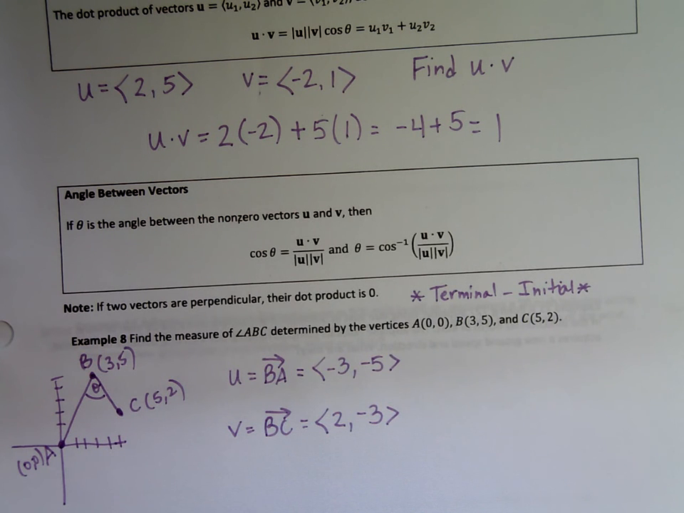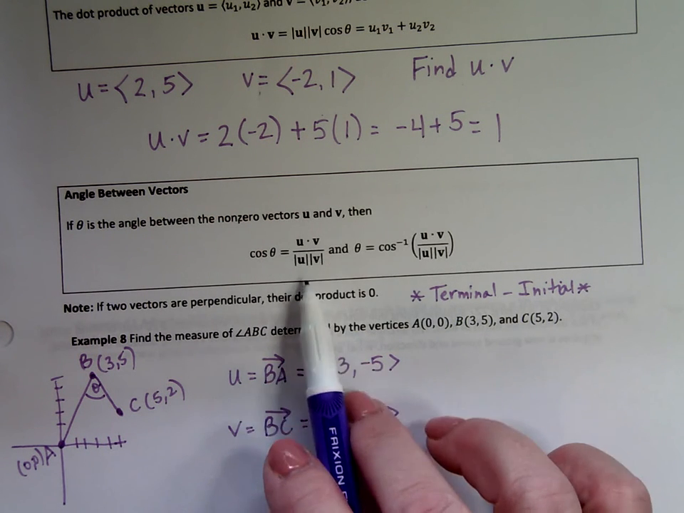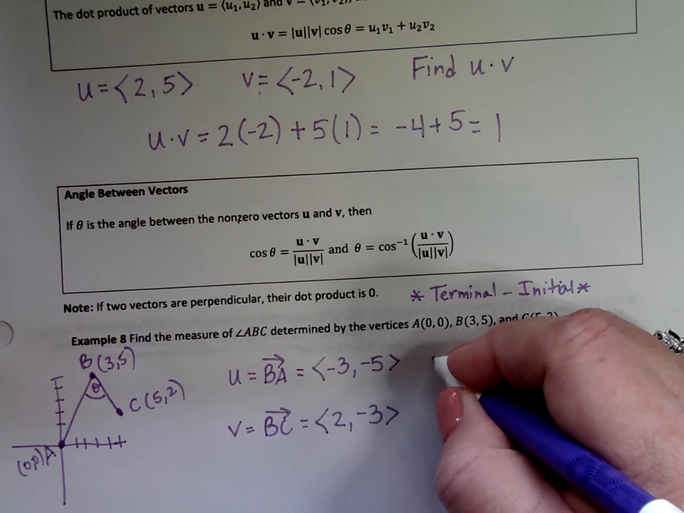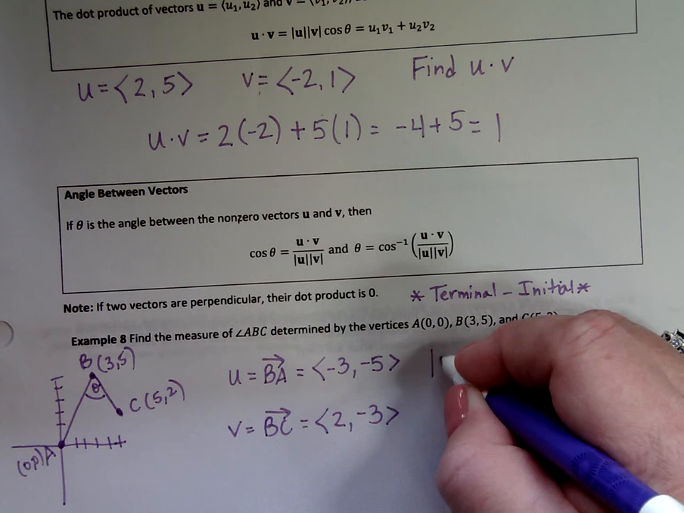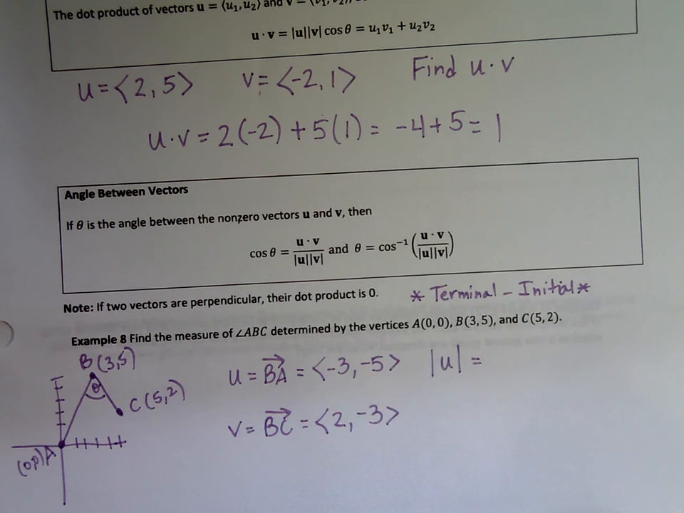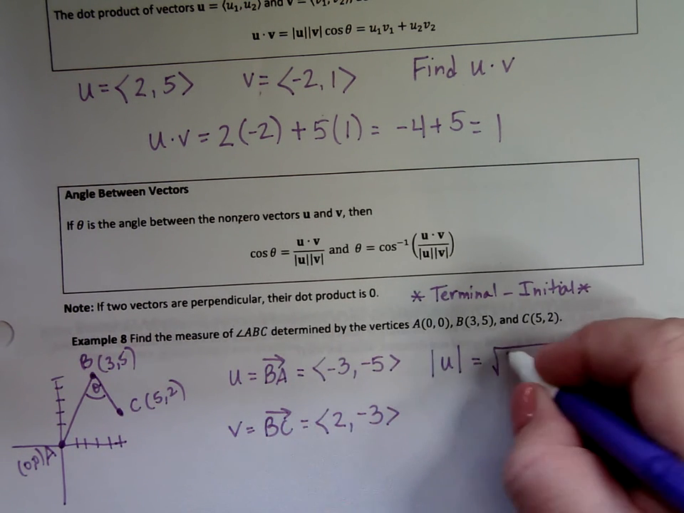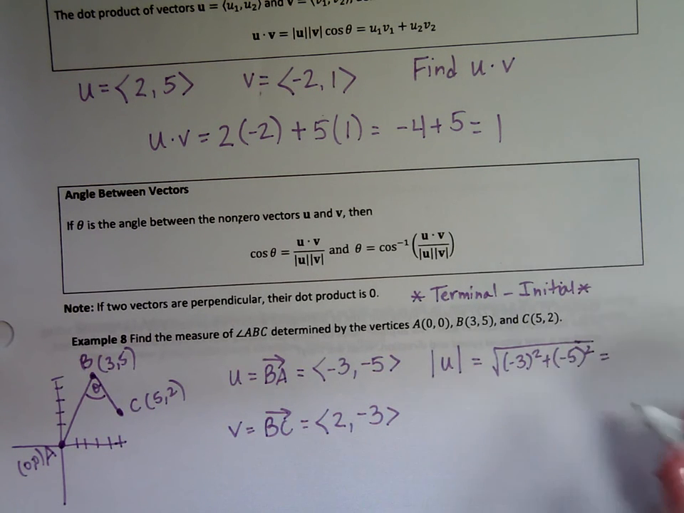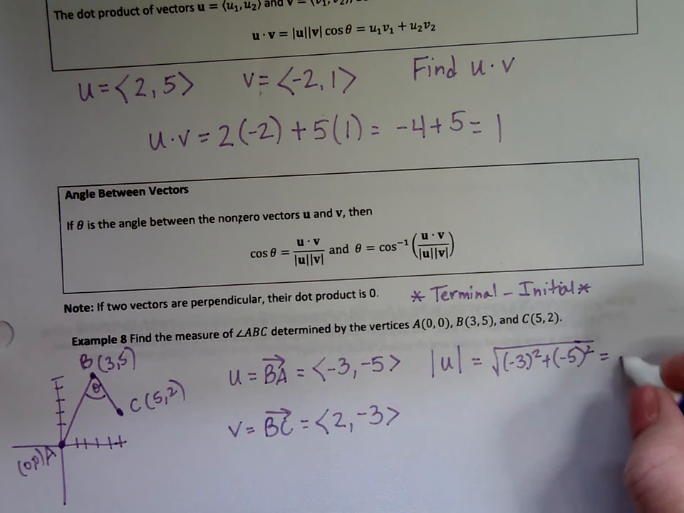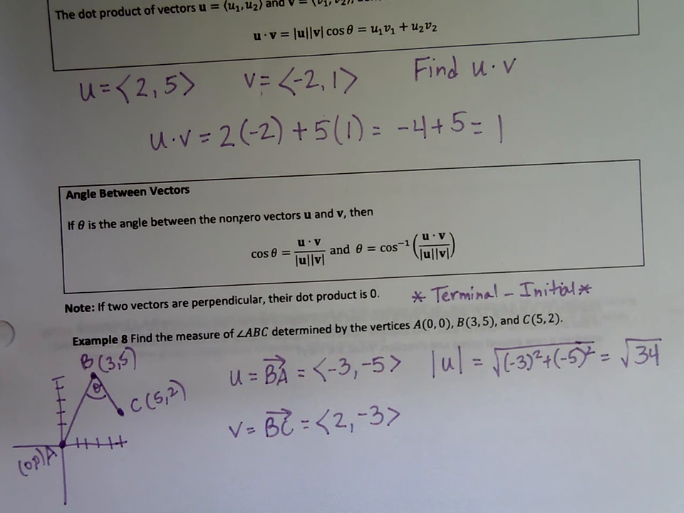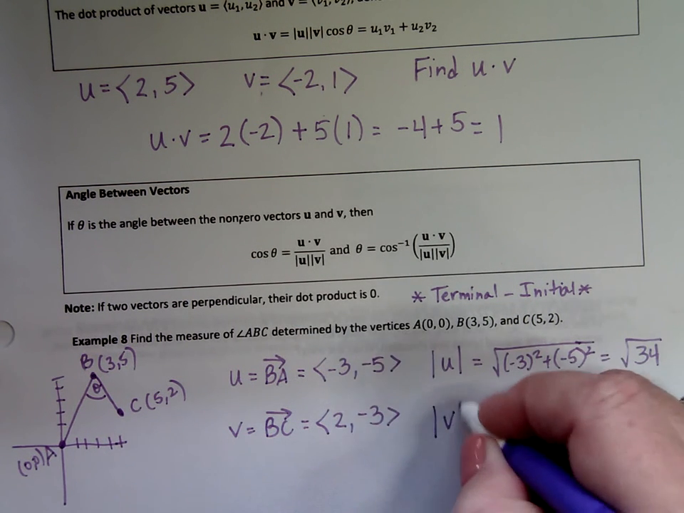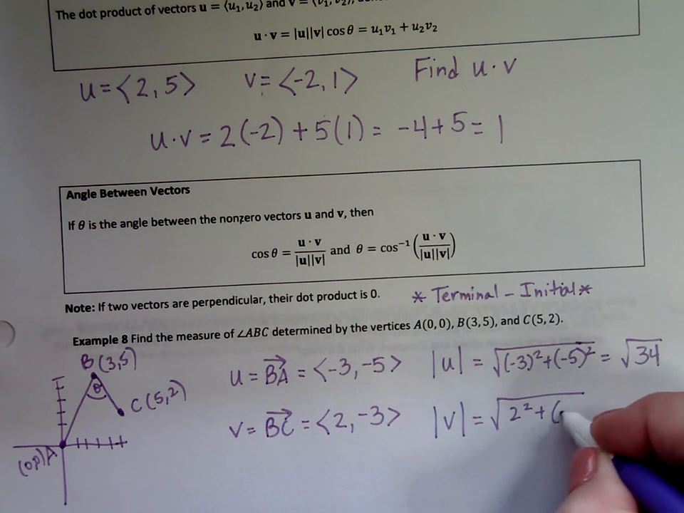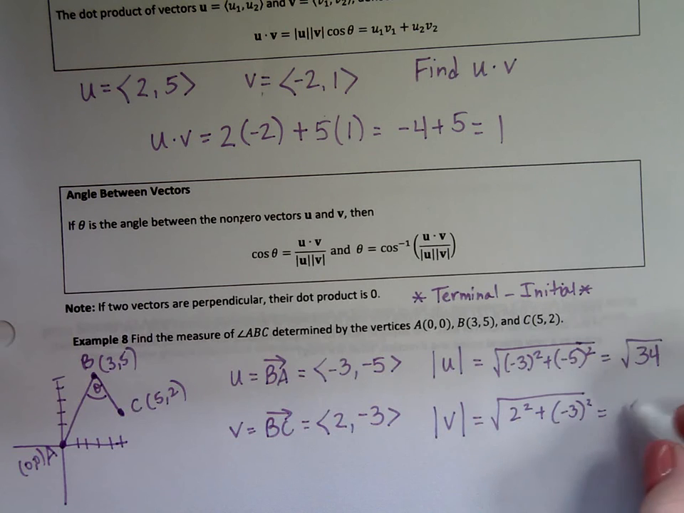That's my u, got my v. Now I need to know what their magnitudes are. So I'm going to find the magnitude of u. That's just the big square root of these terms squared and added up. So negative 3 squared plus negative 5 squared equals 9 plus 25, so I get the square root of 34. And for my v vector, the other side, the magnitude is 2 squared plus negative 3 squared, which gives me 4 and 9, so I've got the square root of 13.